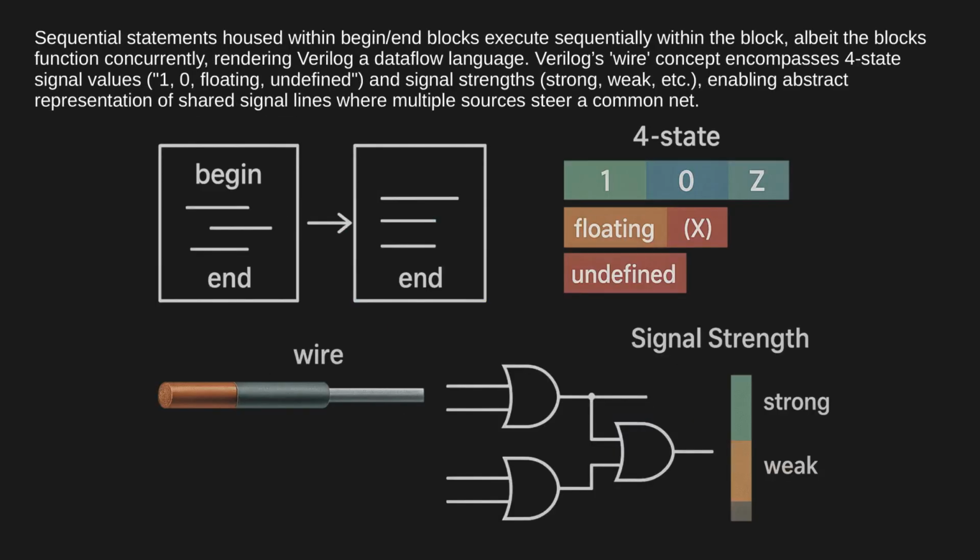Sequential statements housed within begin-end blocks execute sequentially within the block, albeit the blocks function concurrently, rendering Verilog a dataflow language. Verilog's wire concept encompasses four state signal values, 1, 0, floating, undefined, and signal strengths, strong, weak, etc., enabling abstract representation of shared signal lines where multiple sources steer a common net.